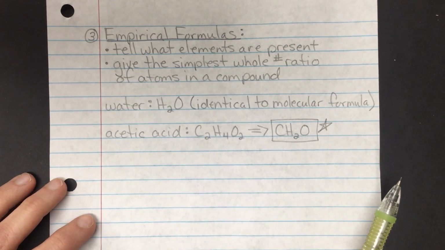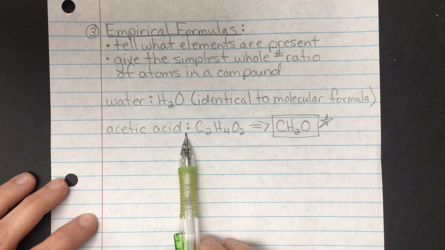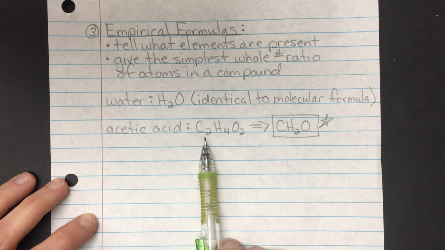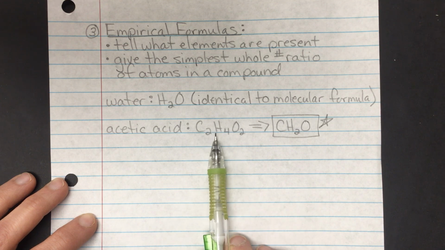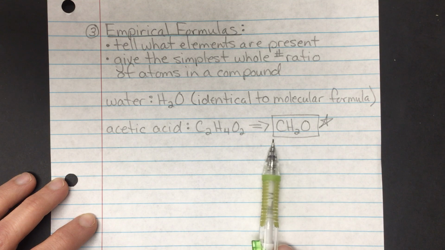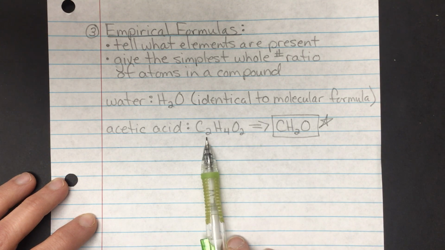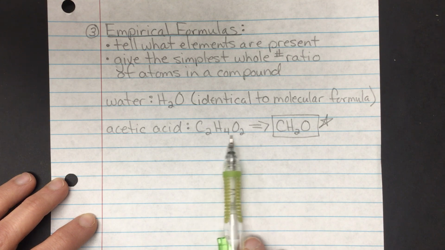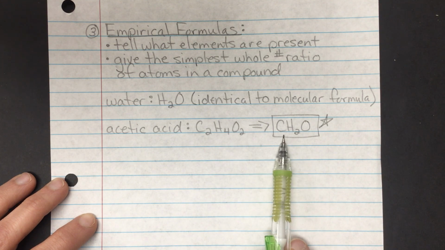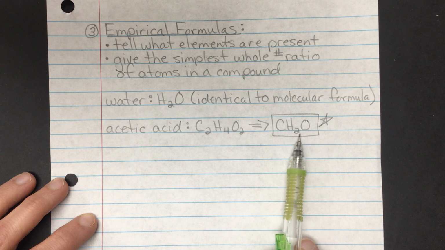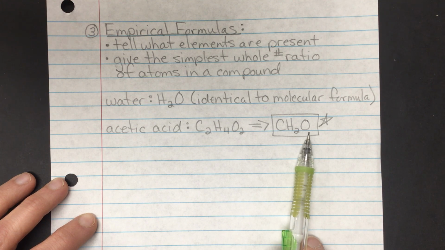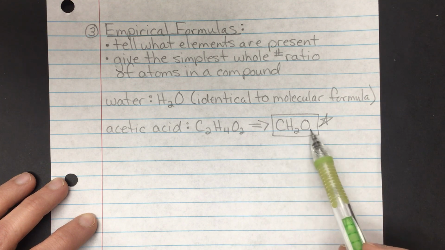However, for covalent compounds like acetic acid, I rearranged that molecular formula so that all the carbons and hydrogens were together, and the oxygen can be written like this, but then we can reduce that because we can divide each of these numbers by 2 so that it's reduced to CH2O. And so CH2O is the empirical formula.